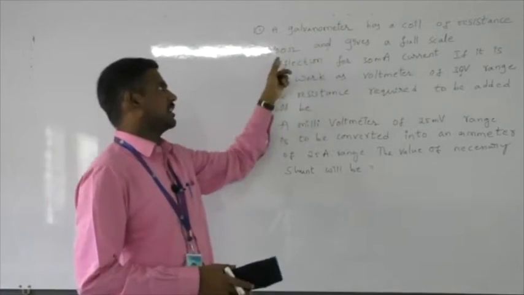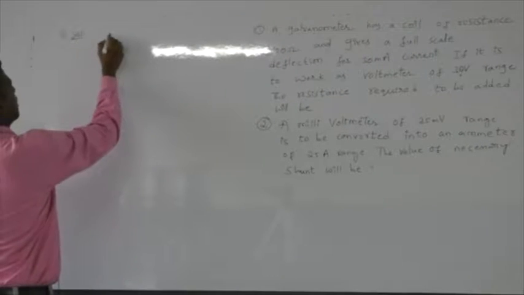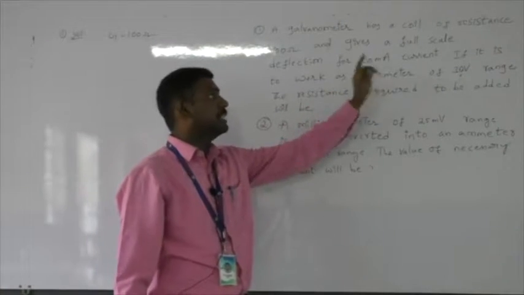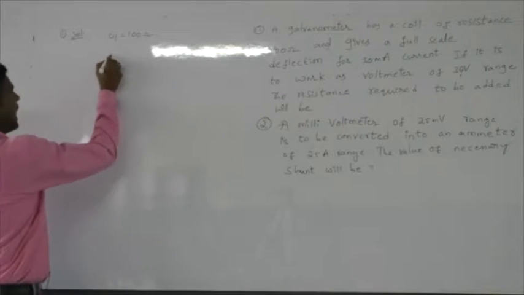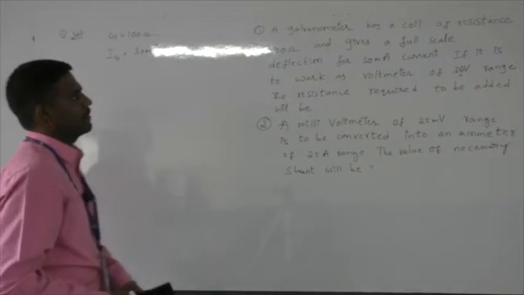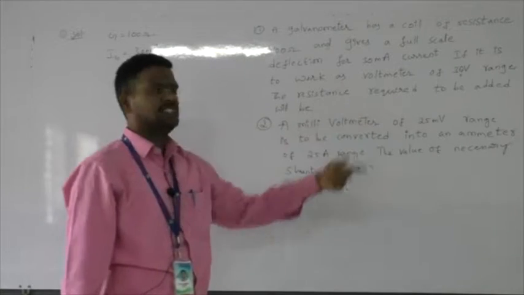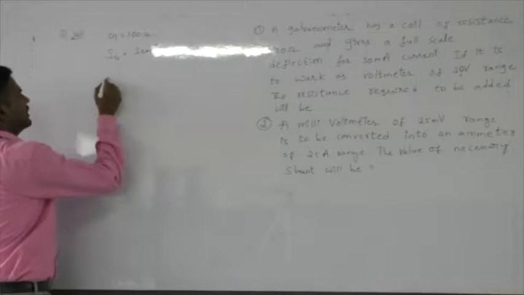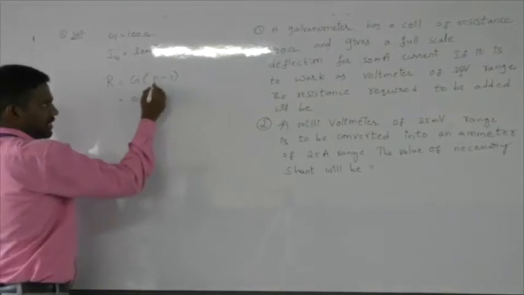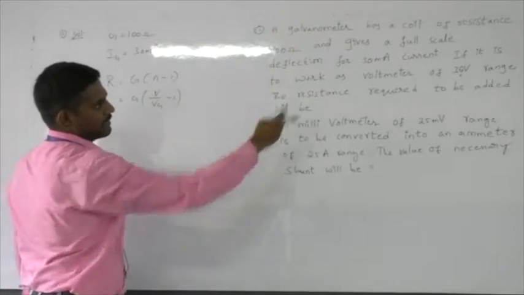A galvanometer has a coil resistance of 100 ohm. Therefore, the galvanometer resistance is given as 100 ohms, and it gives a full deflection for 30 milliamperes current. That means indirectly they have given us the value of Ig, which is 30 milliamperes. If it has to work as a voltmeter of 30 volt range, what is the resistance to be added? We know the series resistance is G times (n minus 1), where n is V divided by Vg. They have given V, that is 30 volt range.